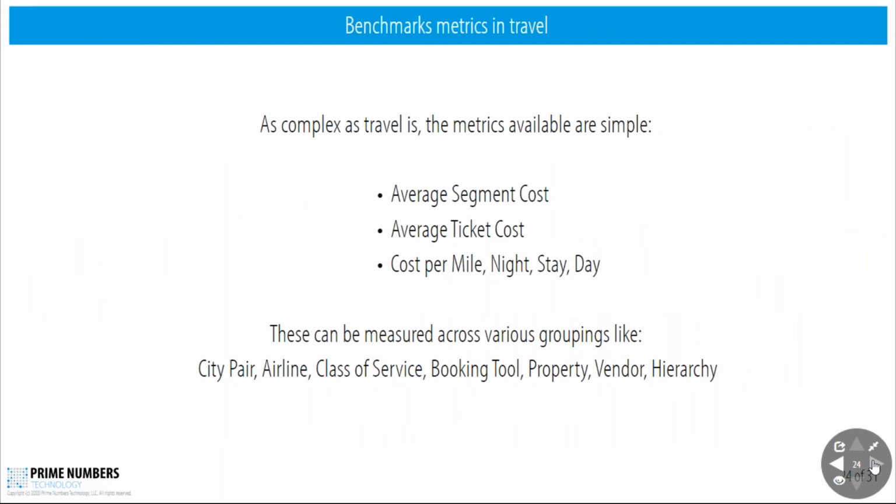All right. So the metrics in travel. As complex as all of this can be, the metrics available in travel are very simple. There are things like average and total segment cost. What is the cost per flight? What's your ticket cost or trip cost? What is your cost per mile, per night, per stay, per day? So the way we measure is very, very simple. Then those things can be measured across groupings like city pair or airline, class of service, booking tool, property, vendor, or hierarchy. I like to mention this because there are times when all of this can become overwhelming, and it's important to remember that there's only so many levers that you can manipulate to really understand the pattern. So it kind of simplifies it.